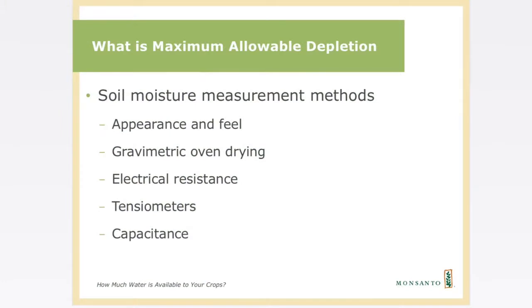To prevent this stress from occurring in the field, it's important to know where you are in terms of soil moisture compared to field capacity. There's a number of different ways of looking at soil water. The simplest is probably the appearance in field method, but it can also be the least accurate. You can do gravimetric or oven drying, which requires taking soil out of the field and drying it to measure soil water. You can use things like electrical resistance, tensiometers, and capacitance probes that actually come in the form of commercial options that are available on the market to help you manage soil water.